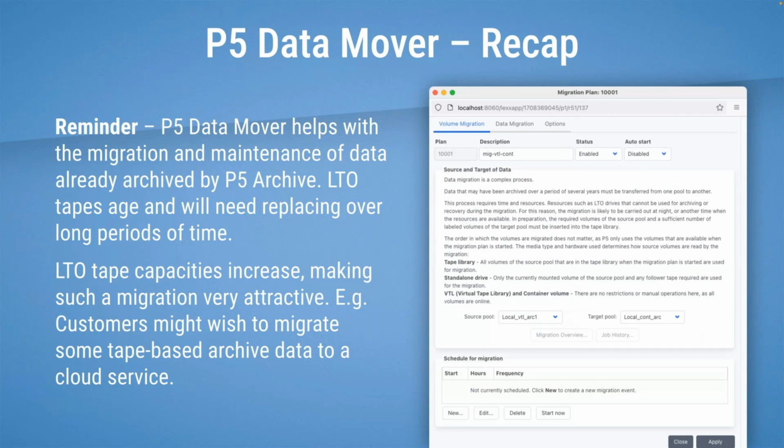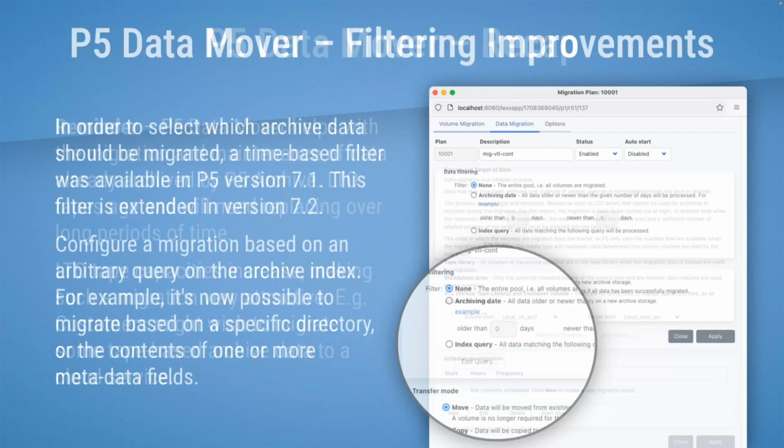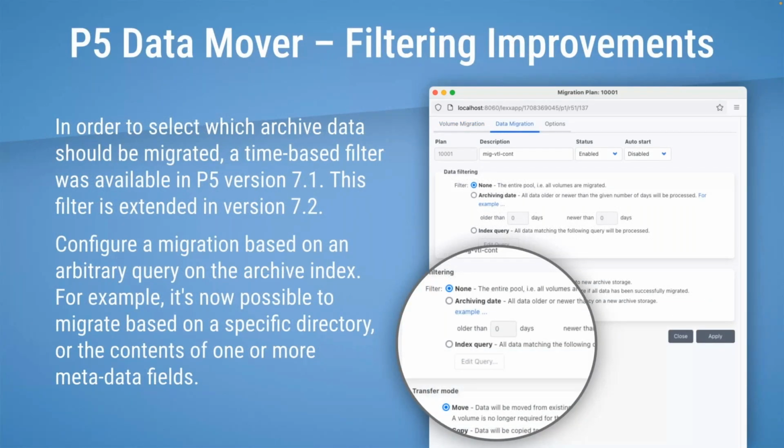So what's happening in version 7.2 is, first of all, we have improvements to our filtering. So we're now in the data migration tab of the migration plan. And you can see here on 7.2, you can either not filter, so everything in the pool gets migrated. You can filter based on the archive date, which was the feature that was already there in previous versions. So you can say everything older than so many days or newer than so many days. So you could say basically everything that was archived within the last year. You could migrate that to different tape generation or to cloud storage.